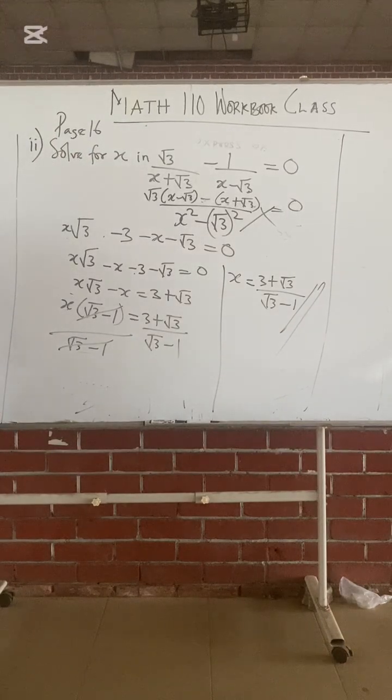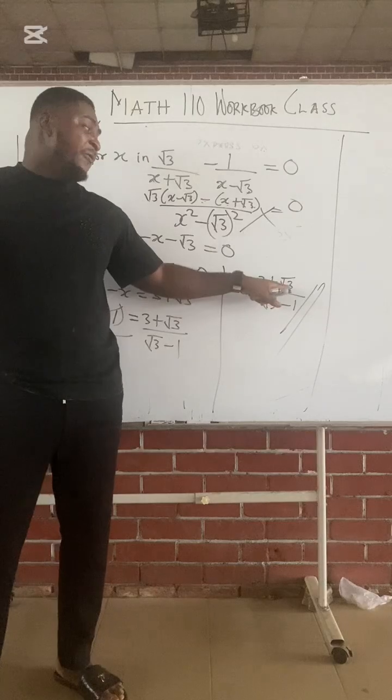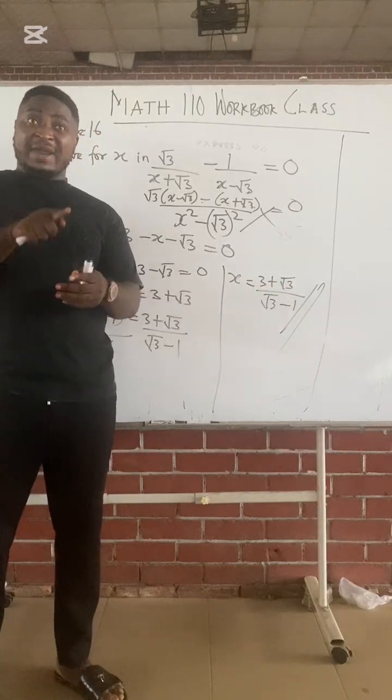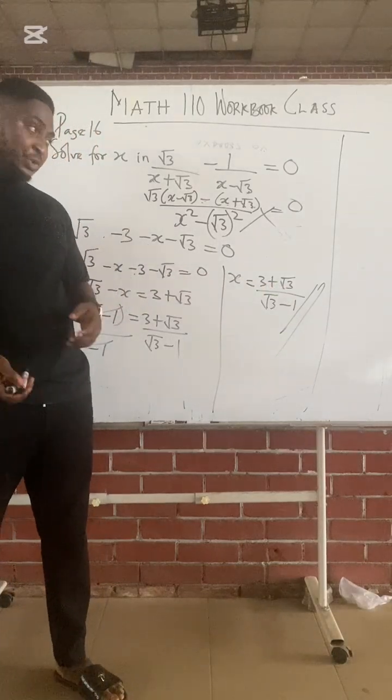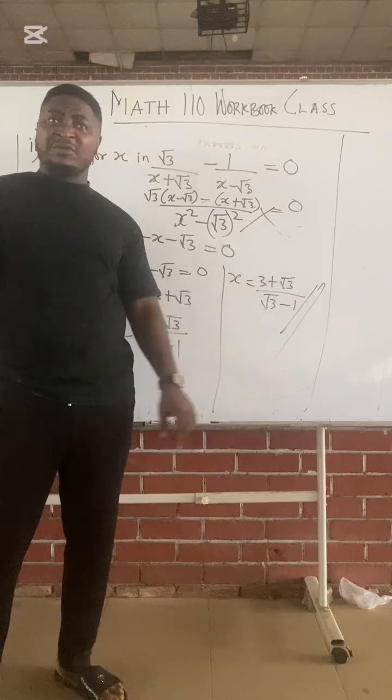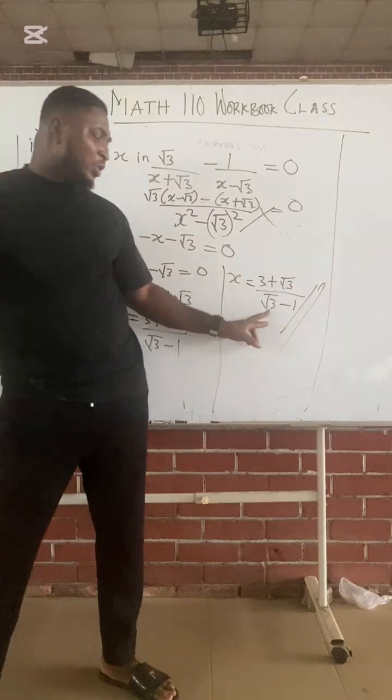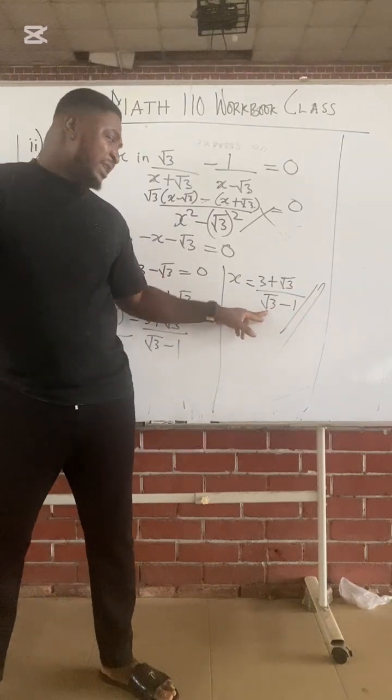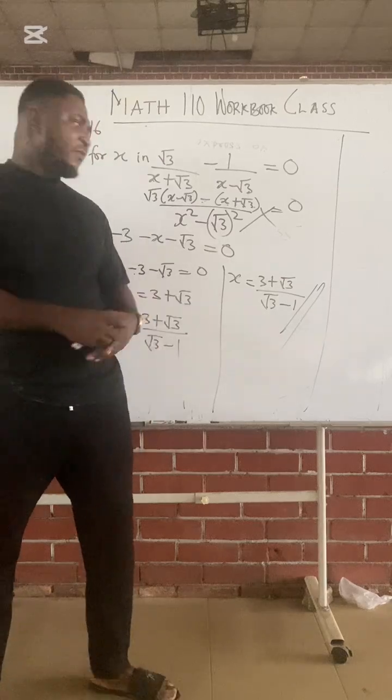That's the final. Of course, if I want to go further, I can actually find the real value of root 3. Square root of 3 should be 1.732. You will now say 3 plus 1.732, right? Divided by square root of 3, which is 1.732, minus 1, right? Get your final answer. How do you want to do it?